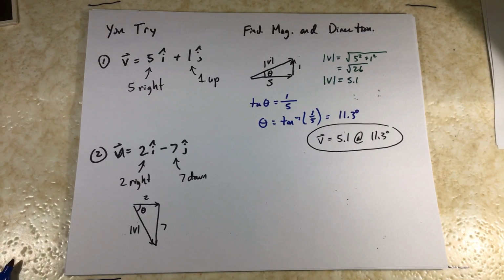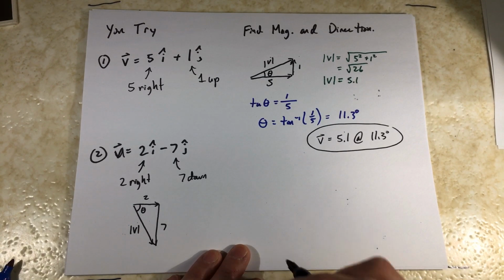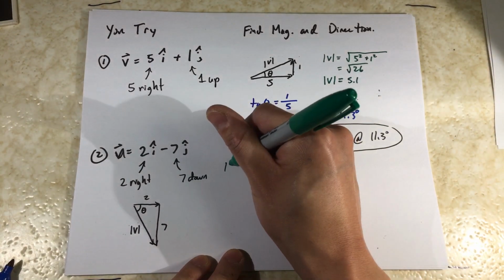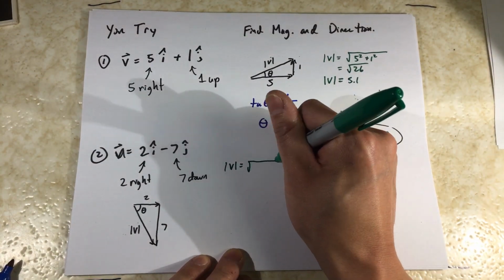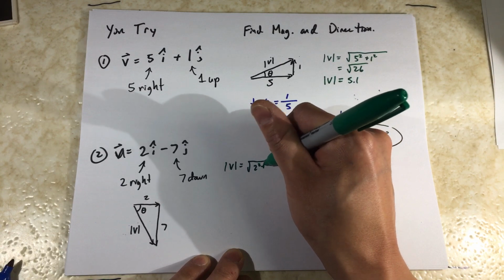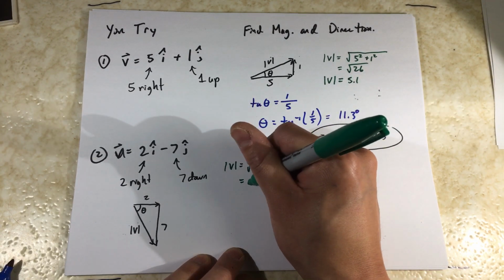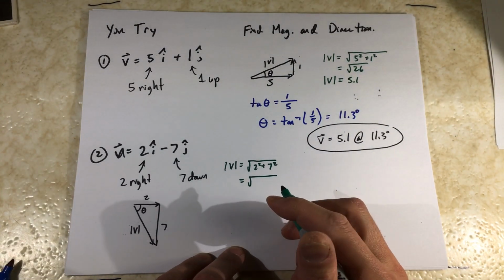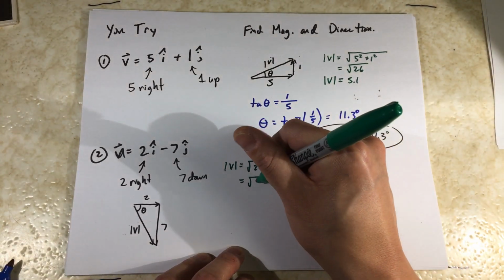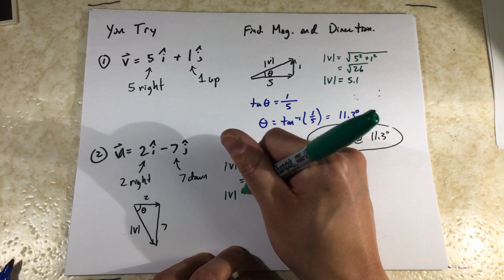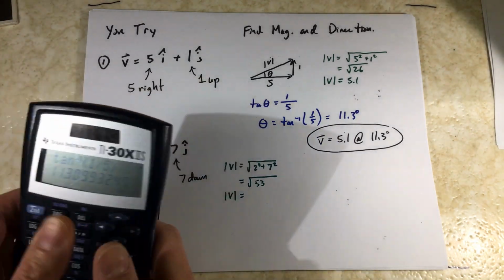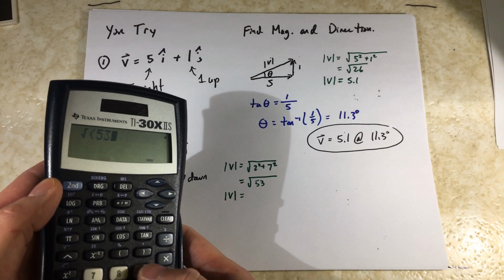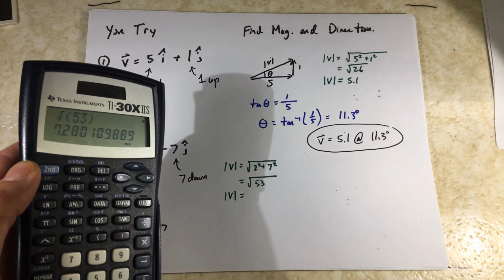Okay. All right, so then let's do the magnitude. It is the square root of 2 squared plus 7 squared. The square root of 4 plus 49, square root of 53. So the magnitude is equal to square root of 53. 7.3.